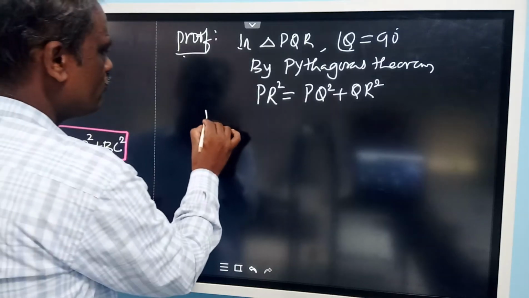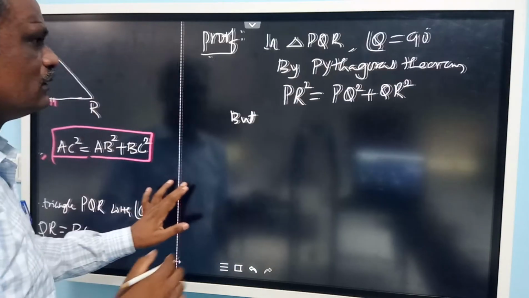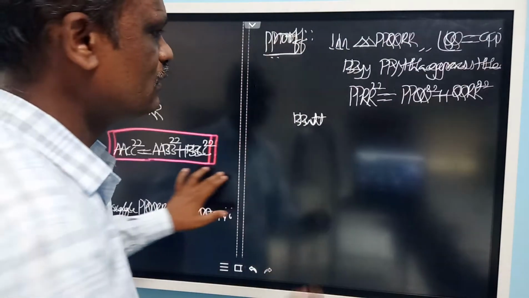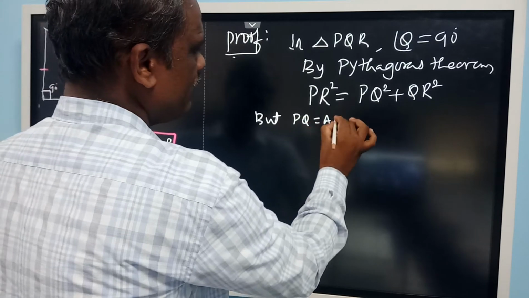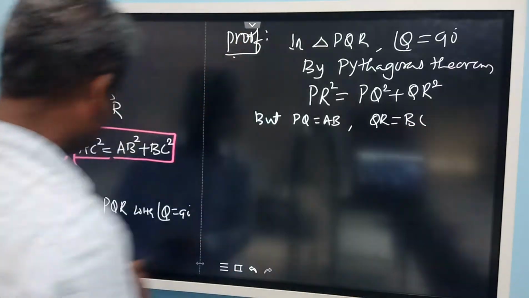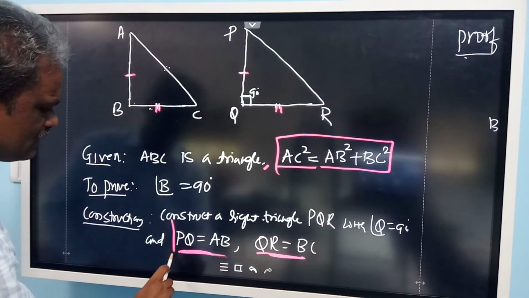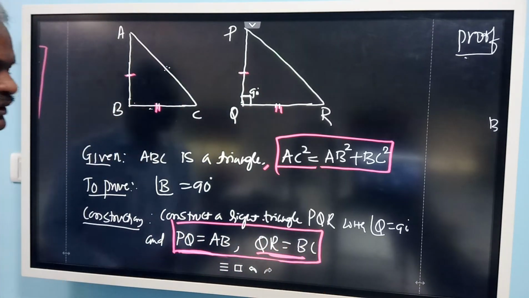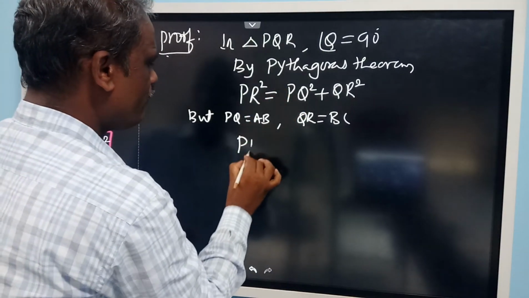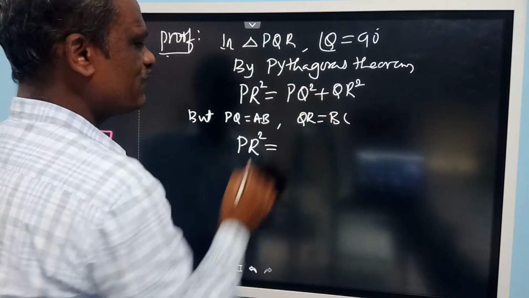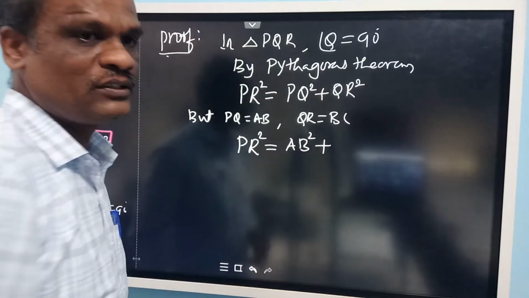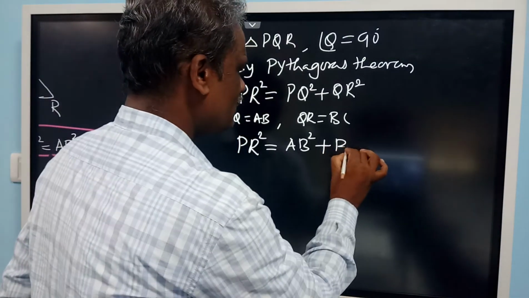But in the construction, we have PQ equal to AB and QR equal to BC. I am going to use the construction part here. If you substitute, PR square is equal to, instead of writing PQ, you write AB, so it becomes AB square, and instead of writing QR, you write BC square.